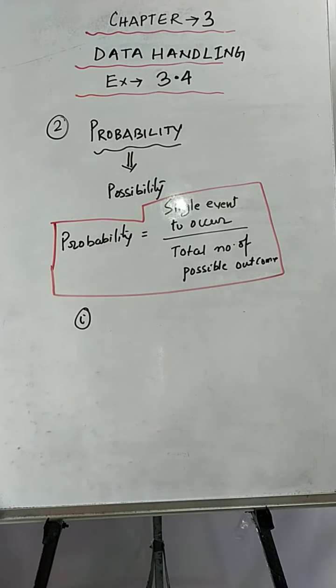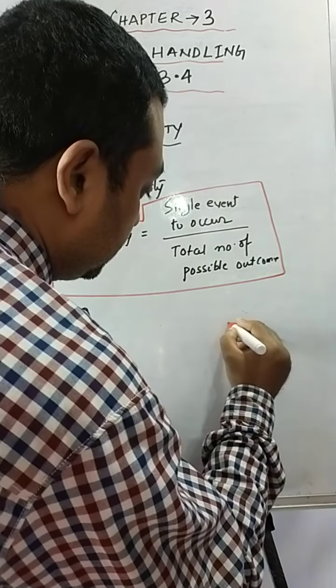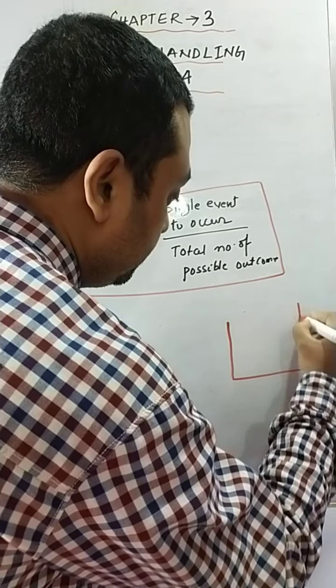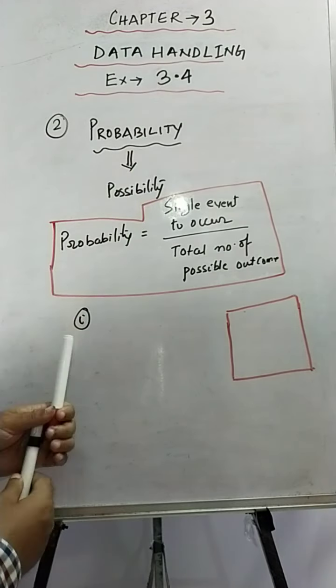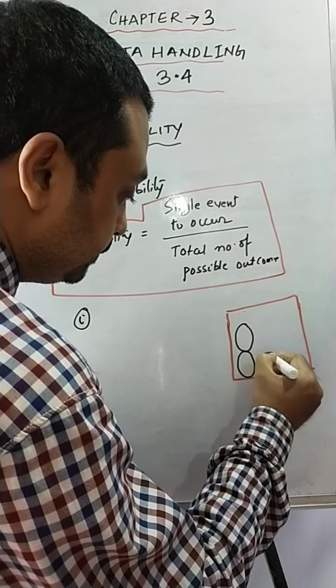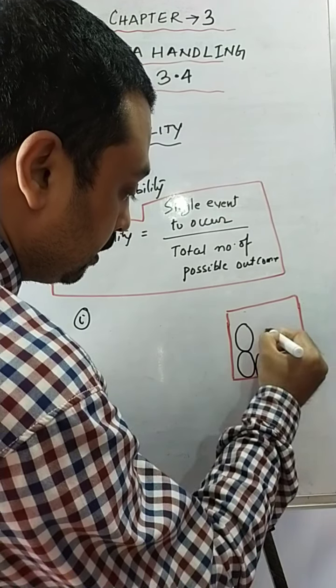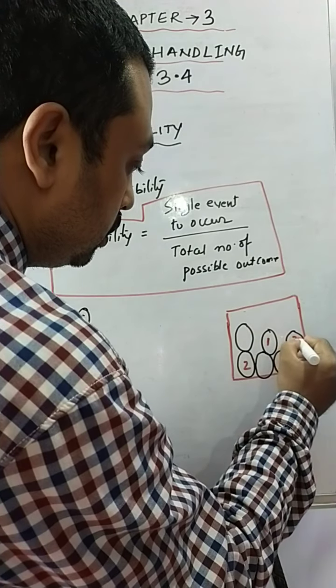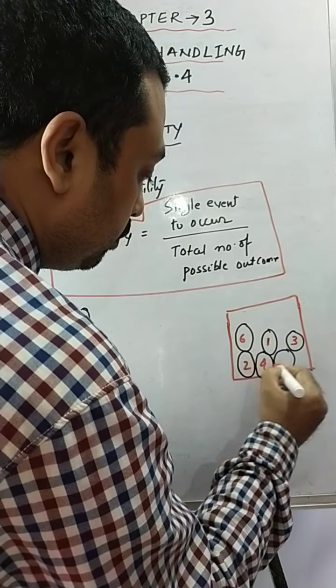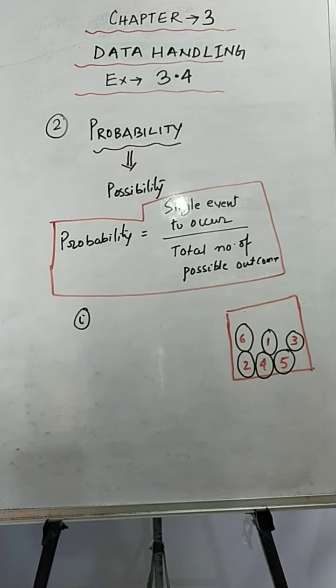Now suppose in question number 2 they have said there are 6 marbles in a box. Now see, this is an event happening. Suppose this is a box, and inside that box we have 6 balls, and each ball is carrying a number, that is 1, 2, 3, 6, 4 and 5. Isn't it?